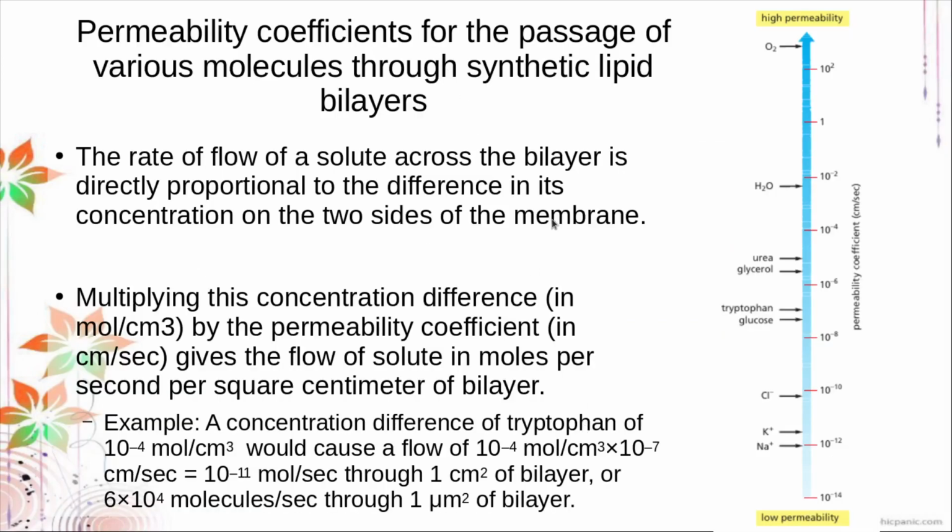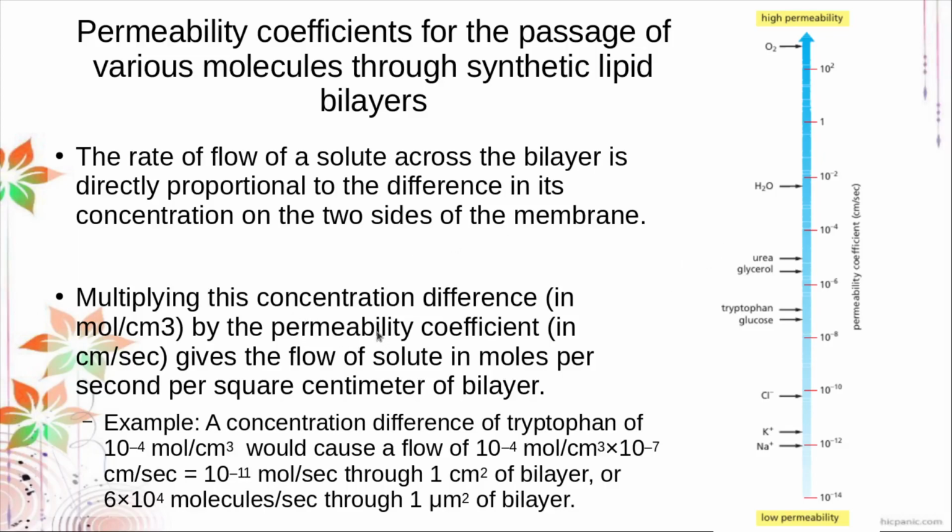So this permeability, we actually have a way to calculate it. The permeability coefficient is used for the passage of various molecules through synthetic lipid bilayers. When we say permeability, this pertains to the rate of flow of the solute across the bilayer, and this is directly proportional to the difference in concentration across the membrane. Basically, we can calculate how fast a certain solute passes through the membrane by multiplying the concentration difference and the permeability coefficient.